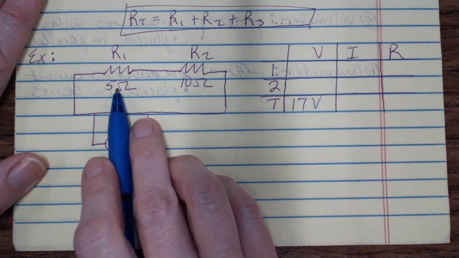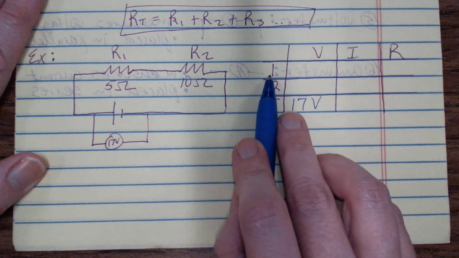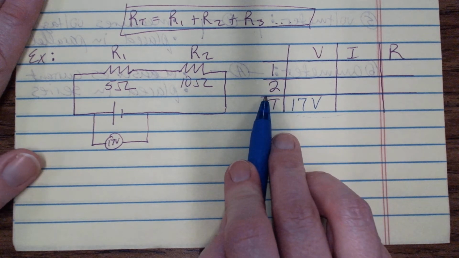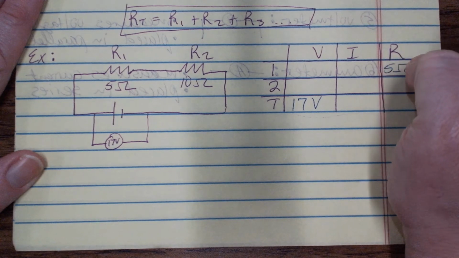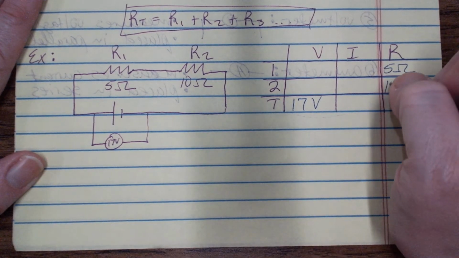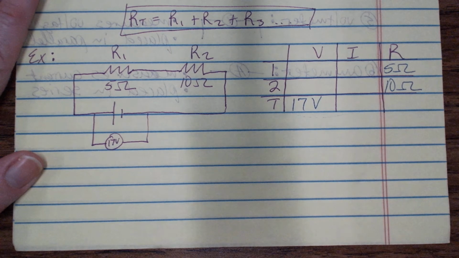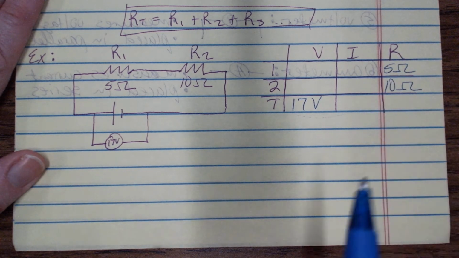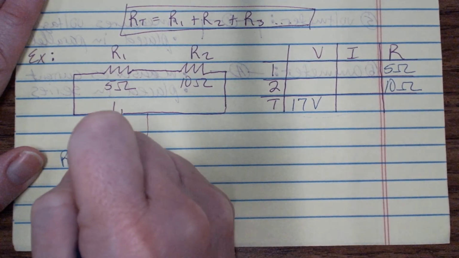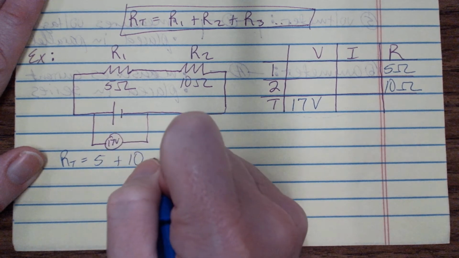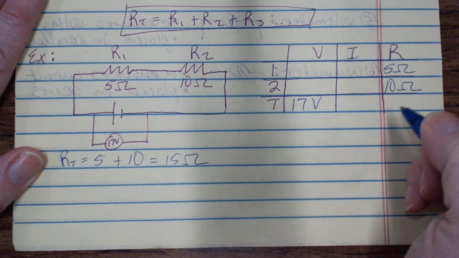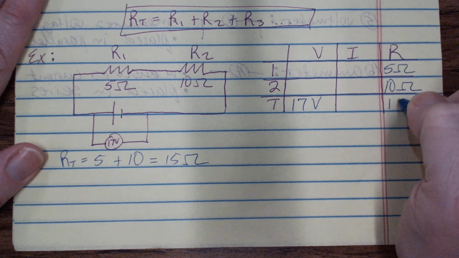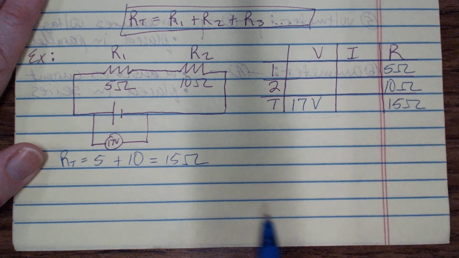And then my resistors, resistor 1, so this is a 1 for resistor 1, this is 2 for resistor number 2. I have resistor 1 is 5 ohms, and resistor 2 is 10 ohms. Okay, so I would probably start by finding the total resistance. So my R total is going to be 5 ohms plus 10 ohms, which is 15 ohms. So that's the resistance on the battery.